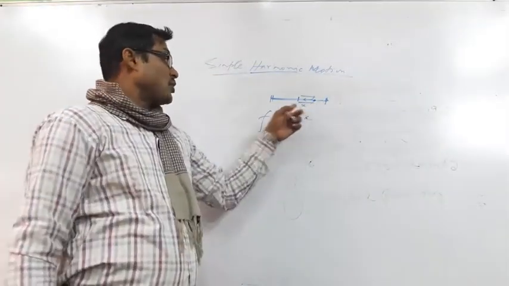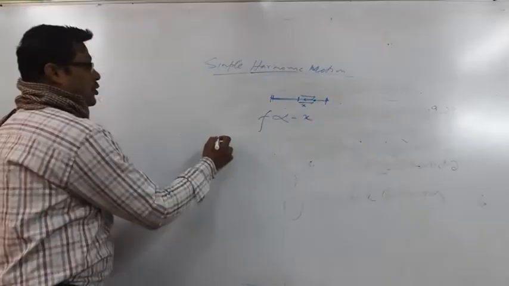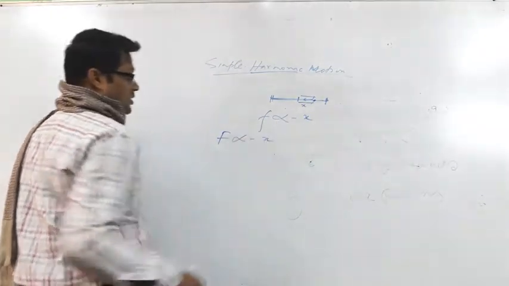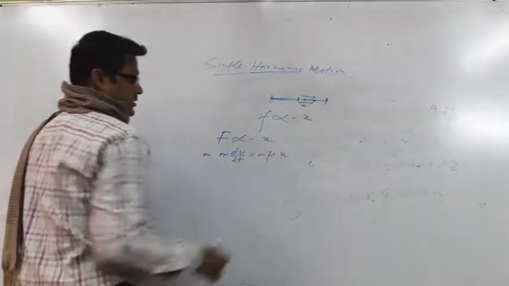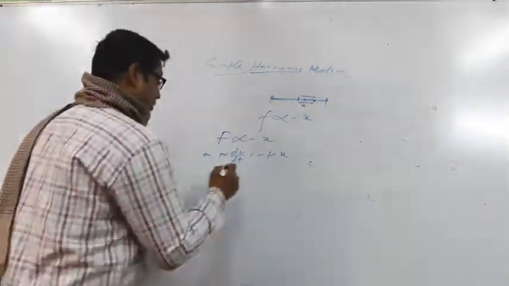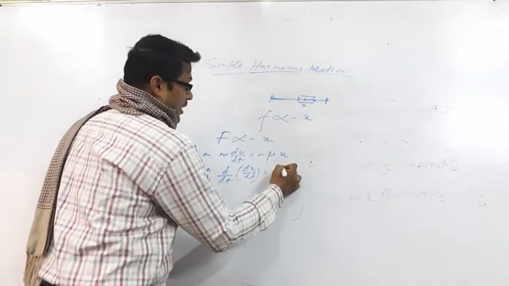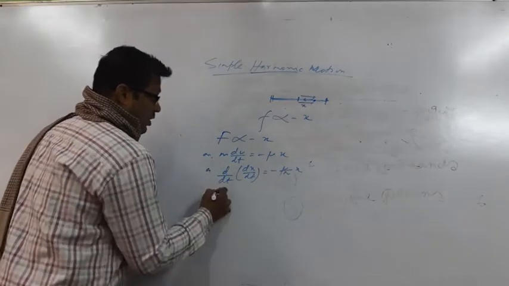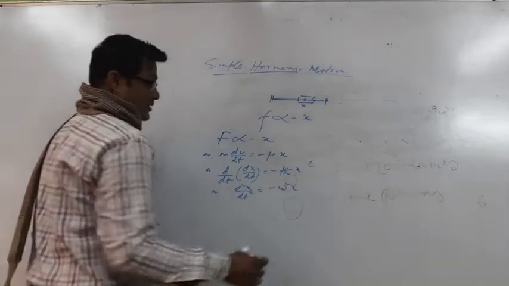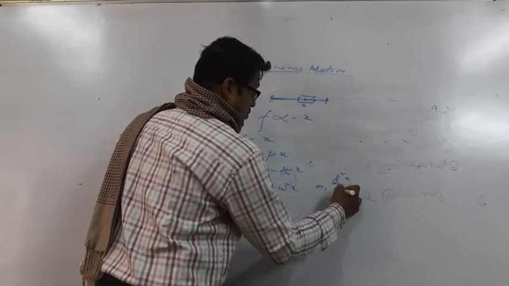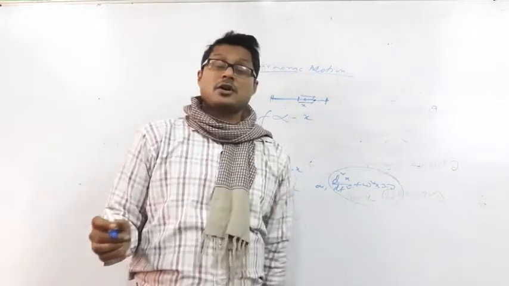Now from here we can get the concept of restoring force, meaning the force which always acts towards the equilibrium position. This is known as restoring force, and restoring force must be proportional to minus x. Or m dv/dt equals minus mu x, where mu is the proportional constant. Or d2x/dt2 equals minus omega square x, or d2x/dt2 plus omega square x equals 0. So this is the differential equation of SHM.